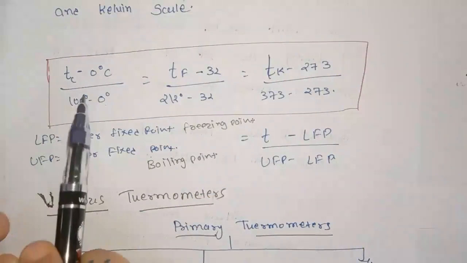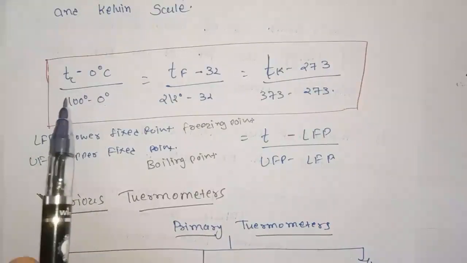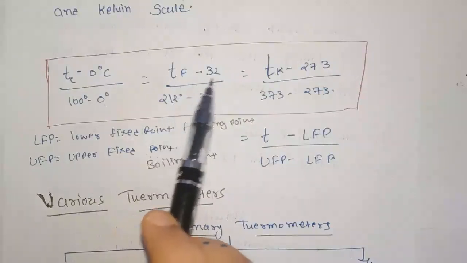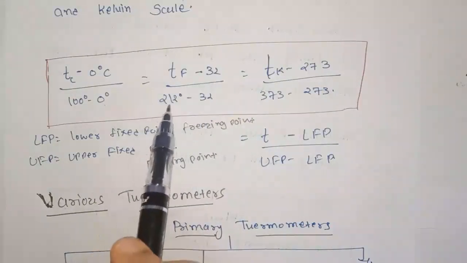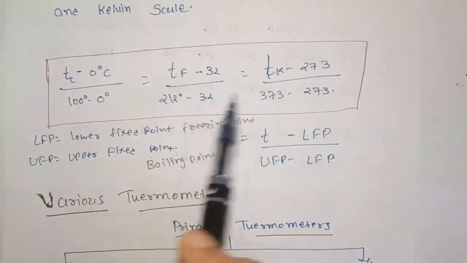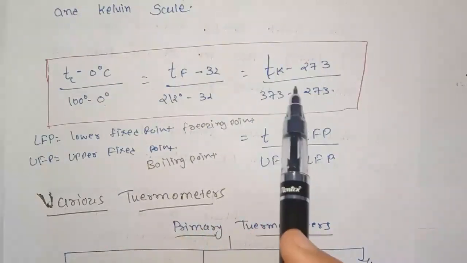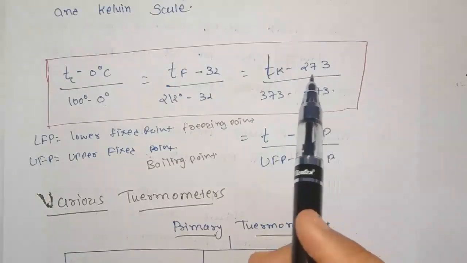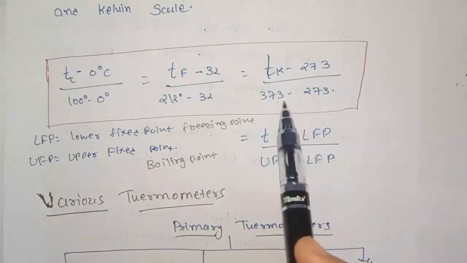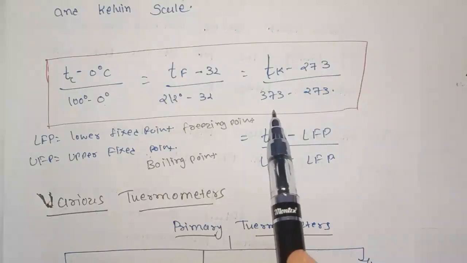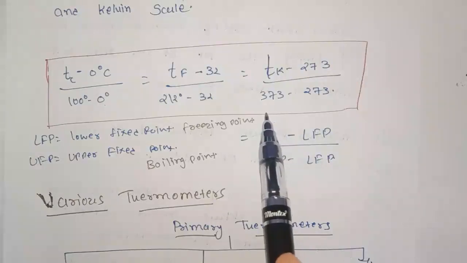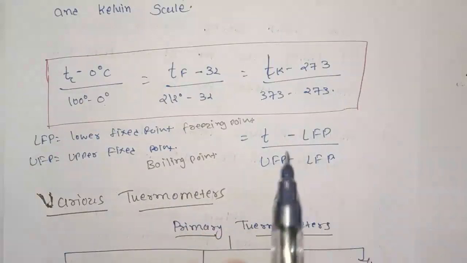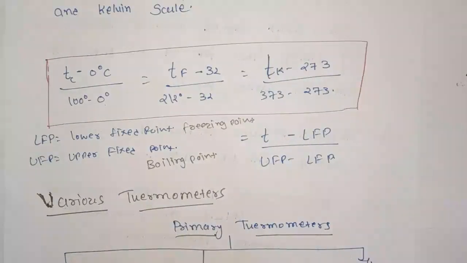In Celsius scale, the freezing point is 0 degrees Celsius and boiling point is 100 degrees Celsius. In Fahrenheit scale, the freezing point is 32 degrees Fahrenheit and the boiling point is 212 degrees Fahrenheit. And in the Kelvin scale, the freezing point is 273.15. We take it approximately as 273 and the boiling point is 373.15. We have taken it approximately as 373. So, by using this formula, we can convert the scales.